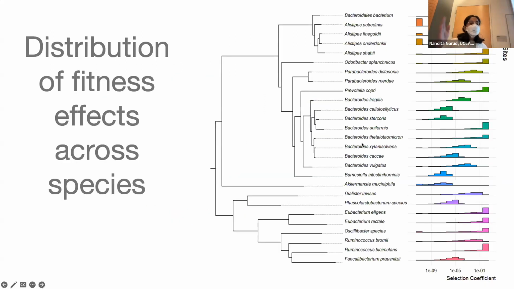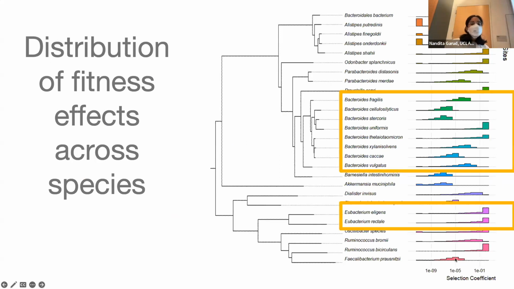We can look at this across the 25-ish most common species, and you can see there's a lot of variation. But if you squint within clades, you'll see some similarities. Like this Eubacterium clade has a bunch of really deleterious mutations, whereas these Bacteroides species have mutations that are less deleterious. Why? This is also an avenue for future research, and maybe this means that there are different versatilities of bacteria able to tolerate different environments across hosts.